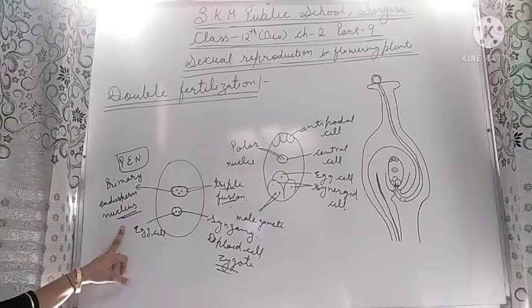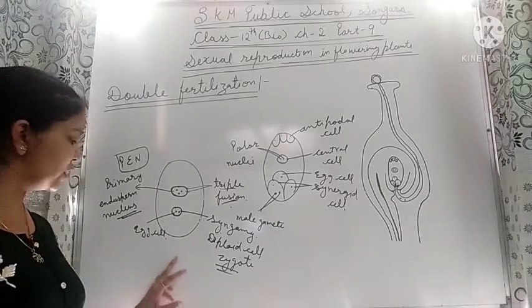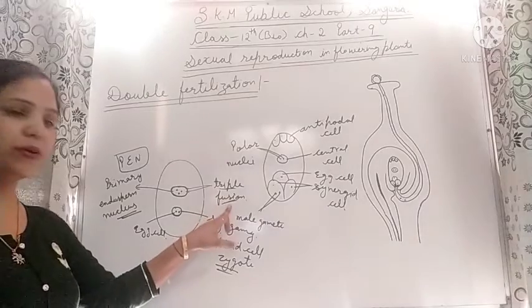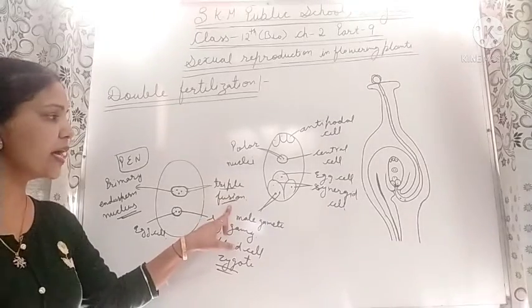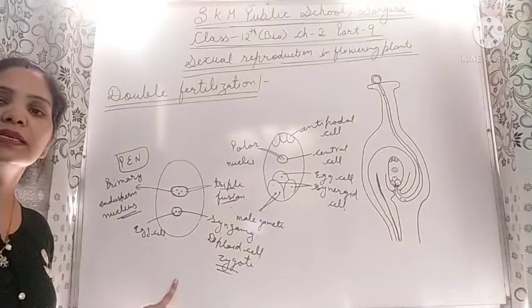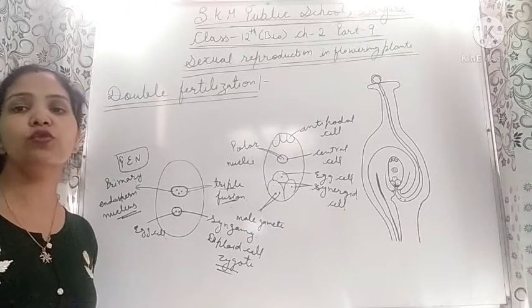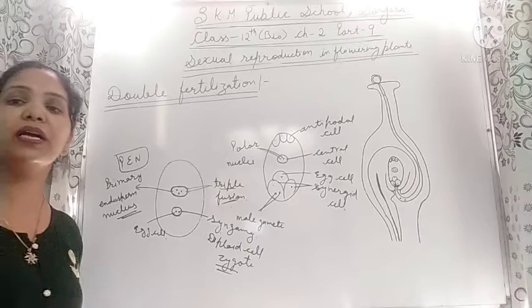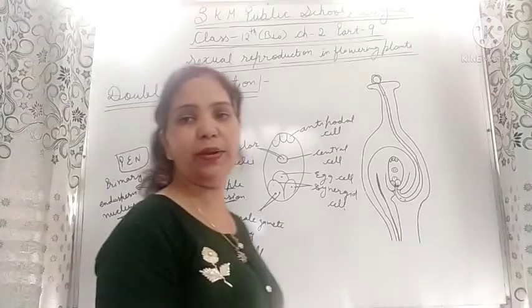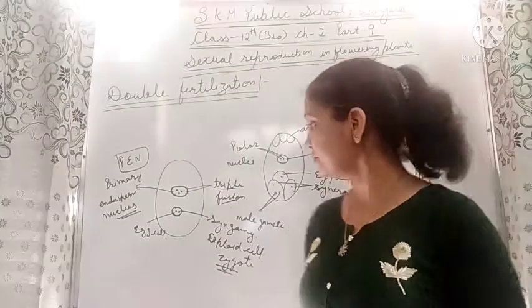So there are two types of fusion that take place. One is syngamy and the second is triple fusion, which takes place in the embryo sac. So this is known as double fertilization. This is a unique event to flowering plants.